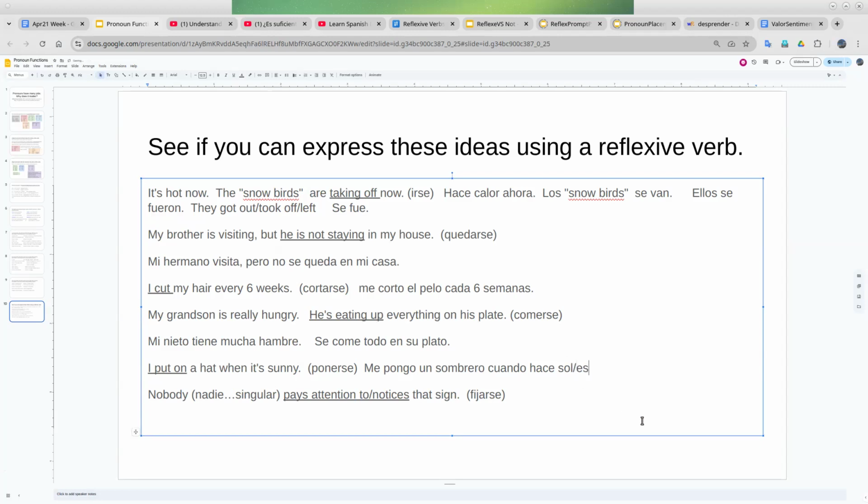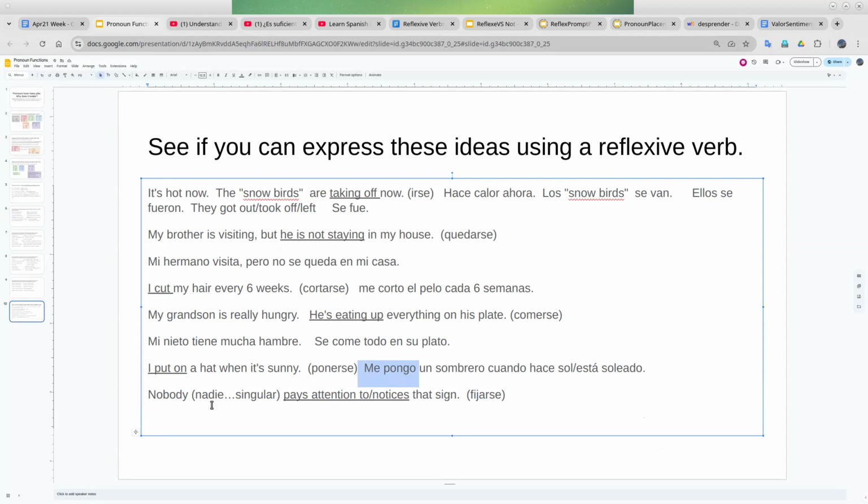Hace sol or está soleado. Both of those phrases mean it's sunny. They have two ways of saying it. Hace sol, literally it makes sun, or está soleado. And that soleado is sunny, okay? The actual literal word sunny, está soleado. But me pongo un sombrero, see?